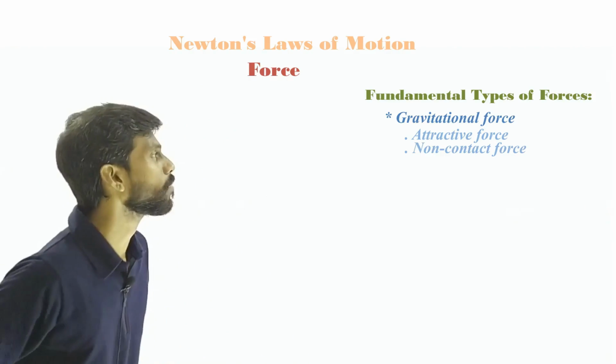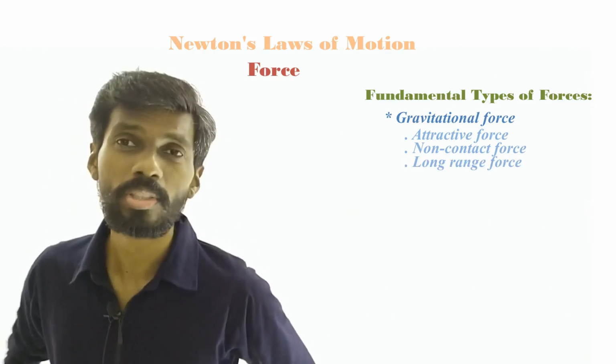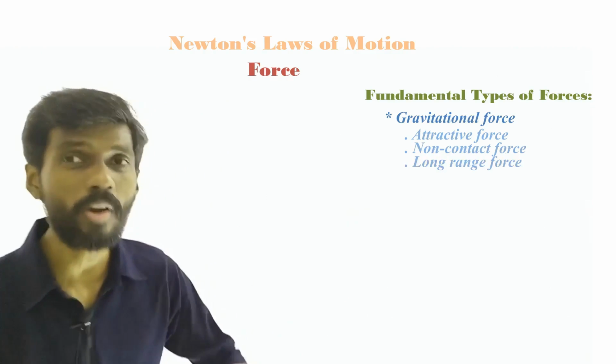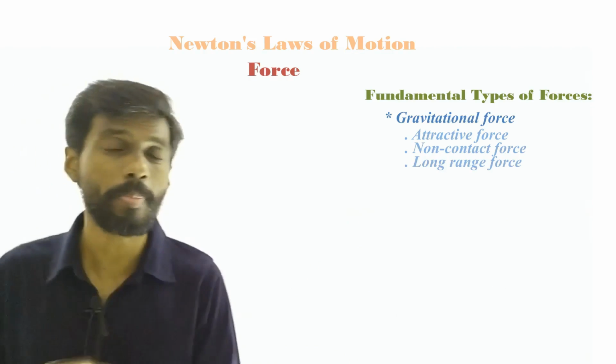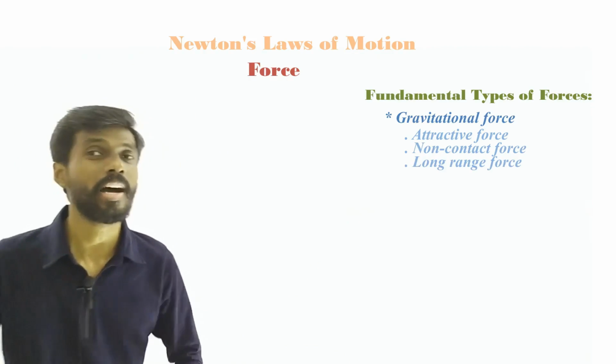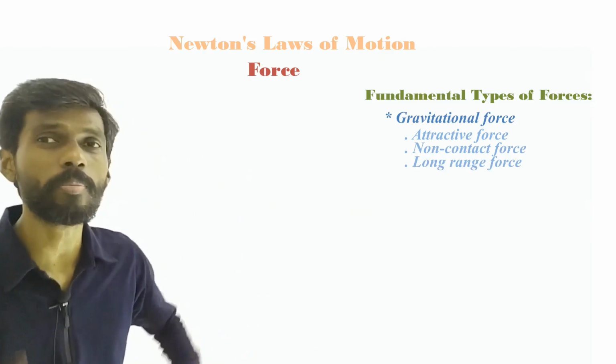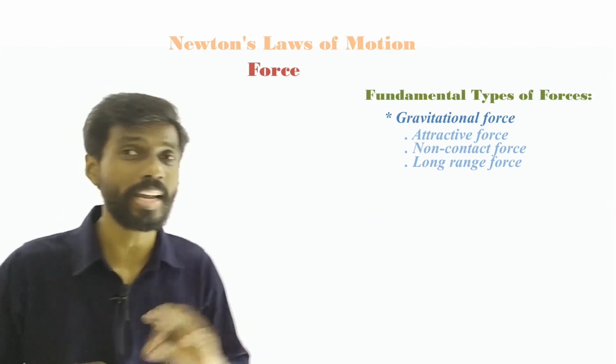And the next one is, it is a long range force. That means the gravitational force acts between objects which are separated by a long distance. The sun is far away from the planet Earth, but still it has a significant amount of gravitational influence on the planet Earth and also many other outer planets. So this is a long range force.